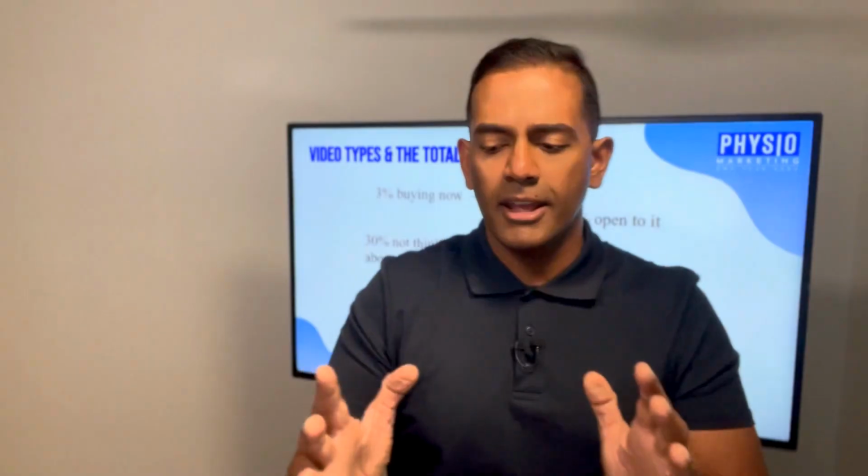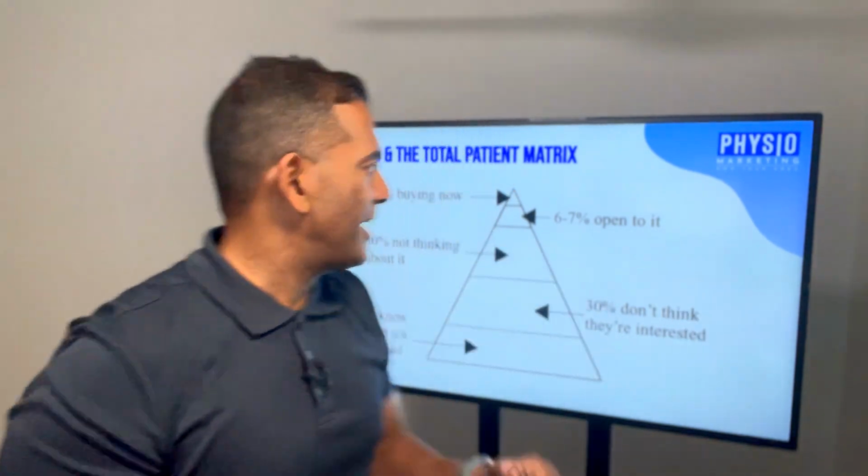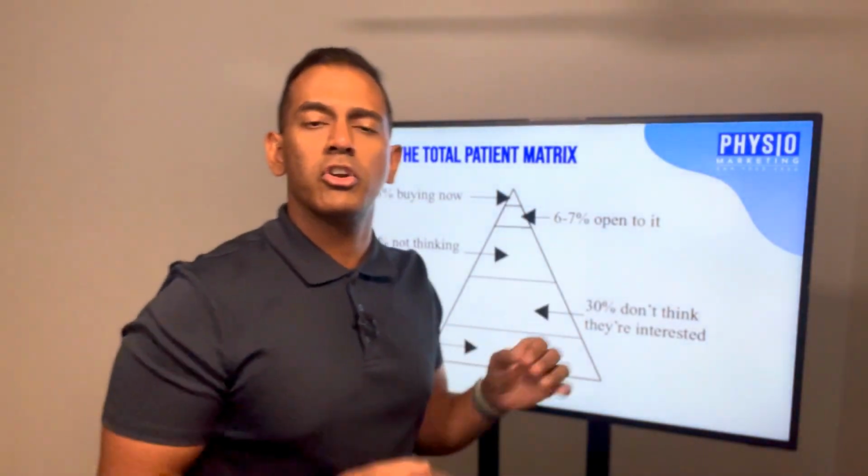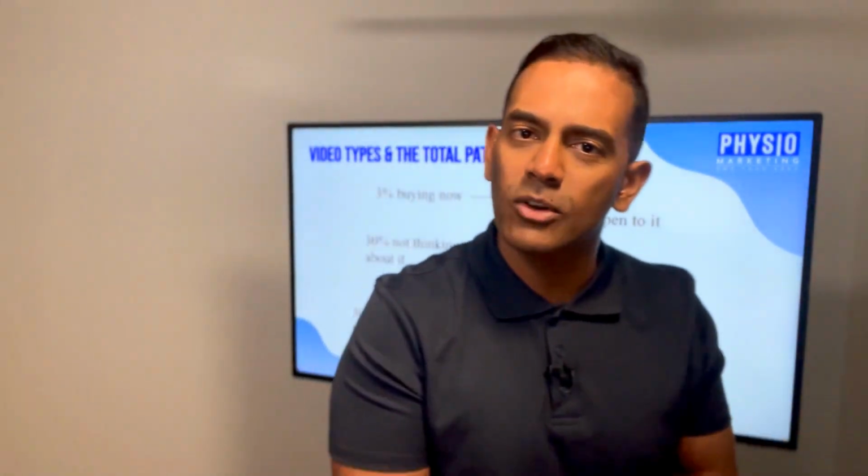So let's just say in your practice, with your radius people typically come from, within that, there'll be a certain number of people. Let's just say 100 people. Every one of those 100 people fit into this total patient matrix. You just got to know where they are in the cycle. That will help you determine what kind of message you should be putting out there.